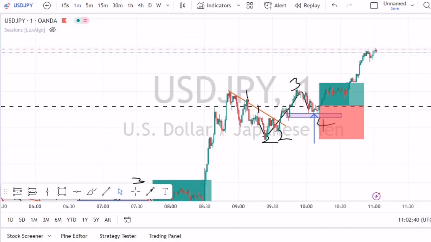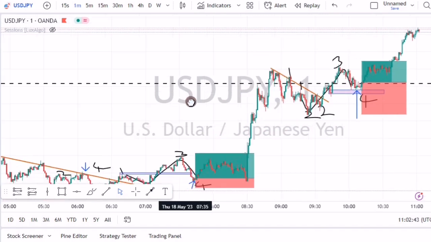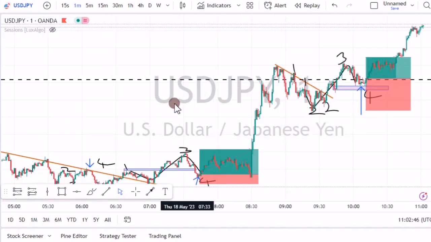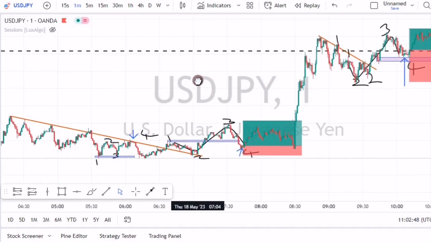Please take your time, back test this strategy. It's very good for scalping. You can try it on the 1 minute time frame.